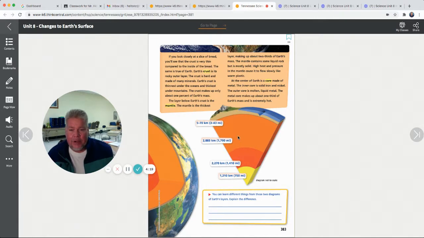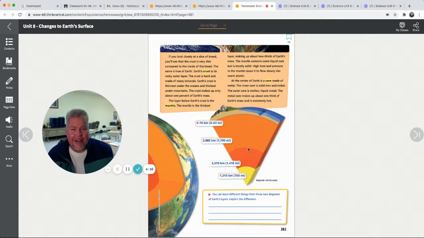The layer below Earth's crust is the mantle. The mantle is the thickest layer, making up about 2/3 of the Earth's mass. The mantle contains some liquid rock, but is mostly solid. High heat and pressure in the mantle cause it to flow like warm plastic.